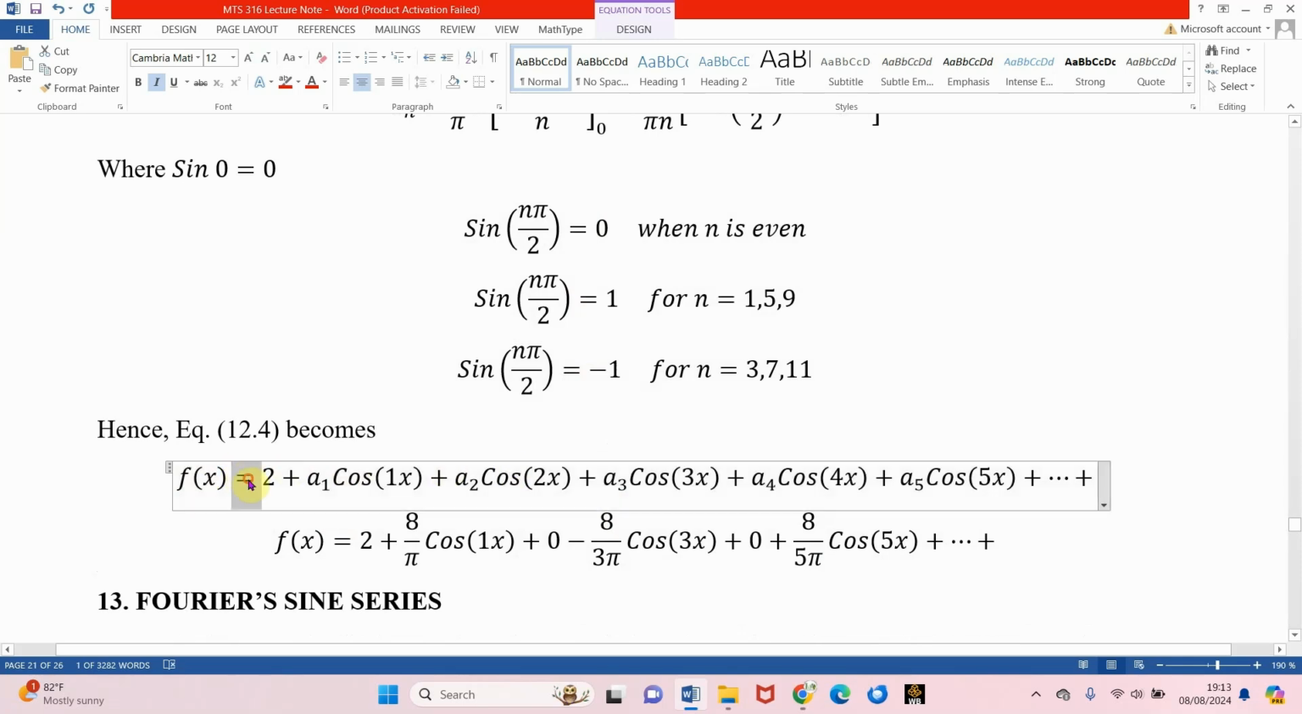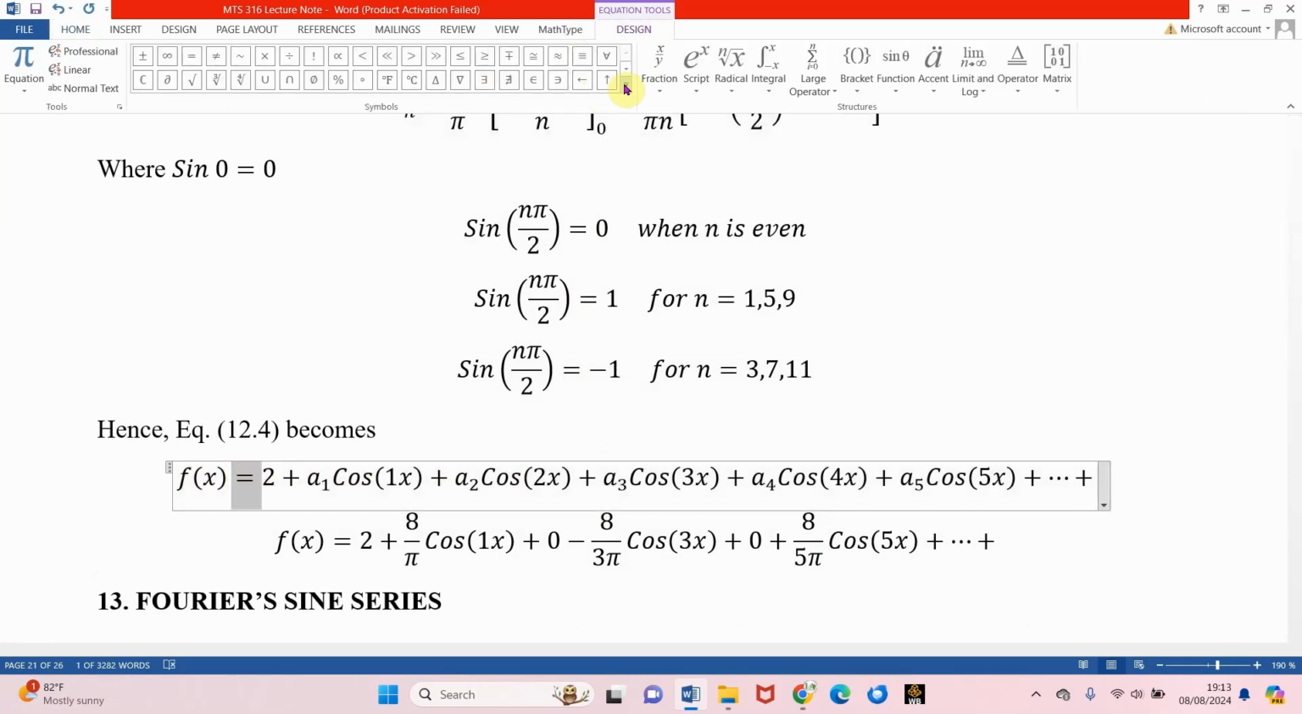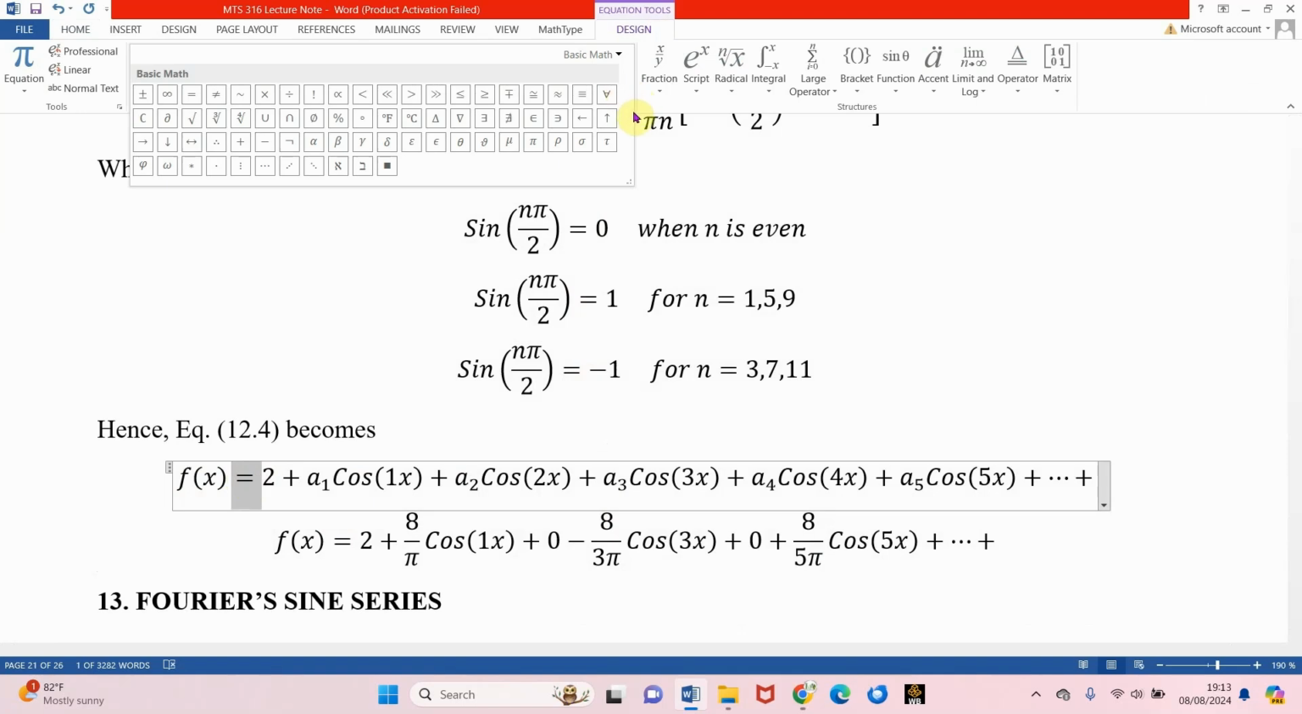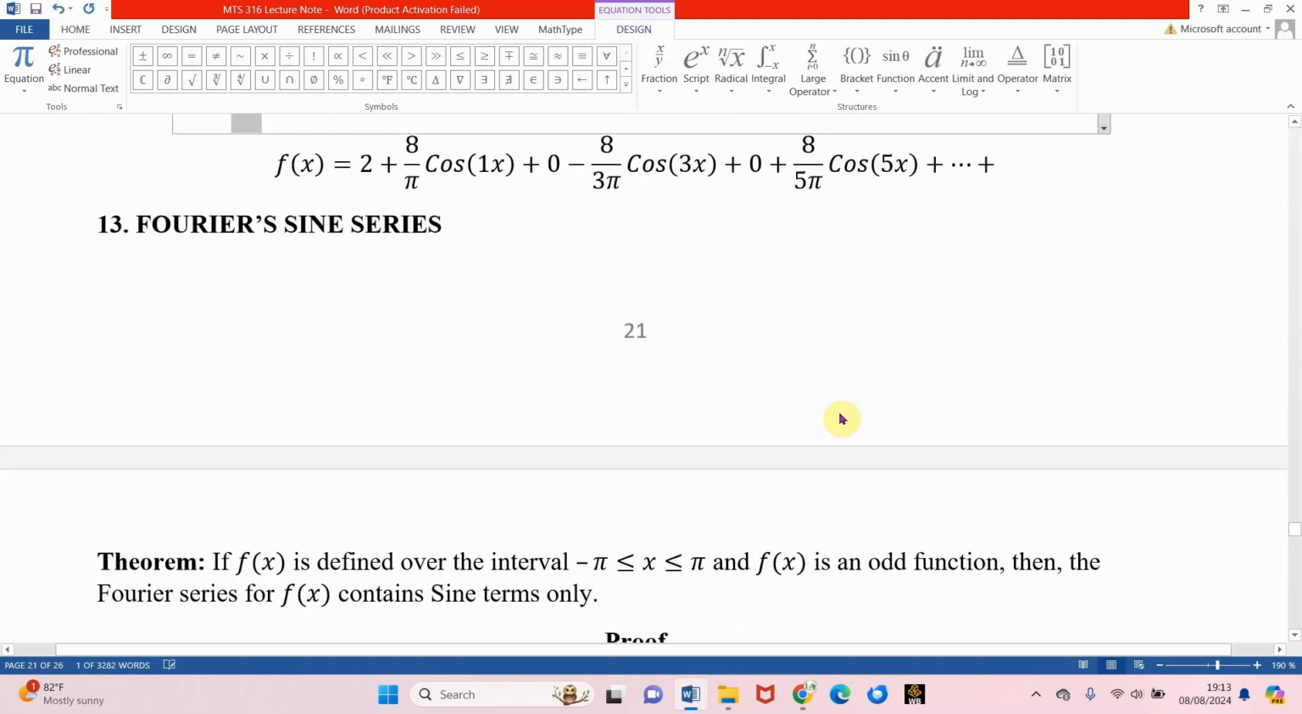Remember in the class I said that for this one we can use the approximate sign. Please let's take note of that. It's possible. It's even better. It's more perfect to use the approximate sign. Okay.